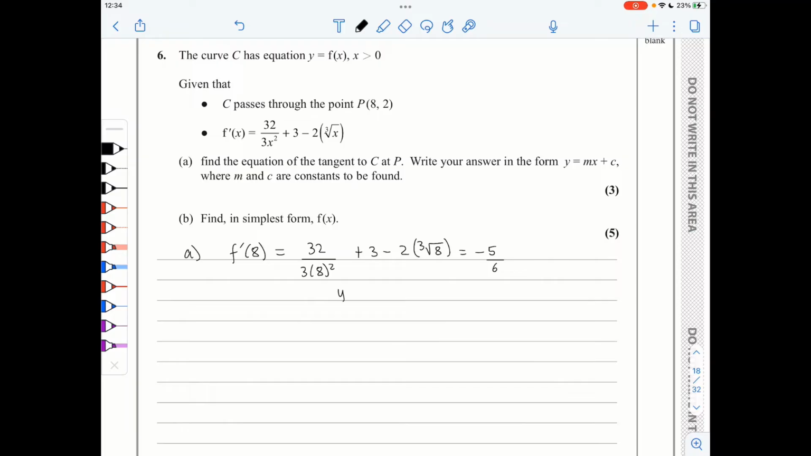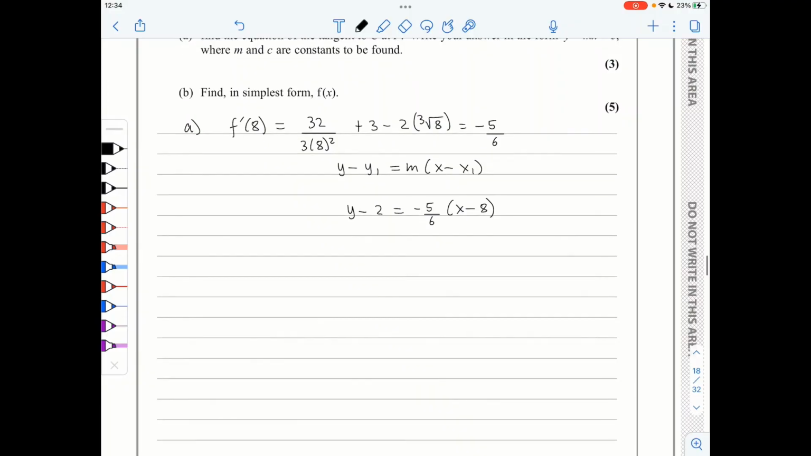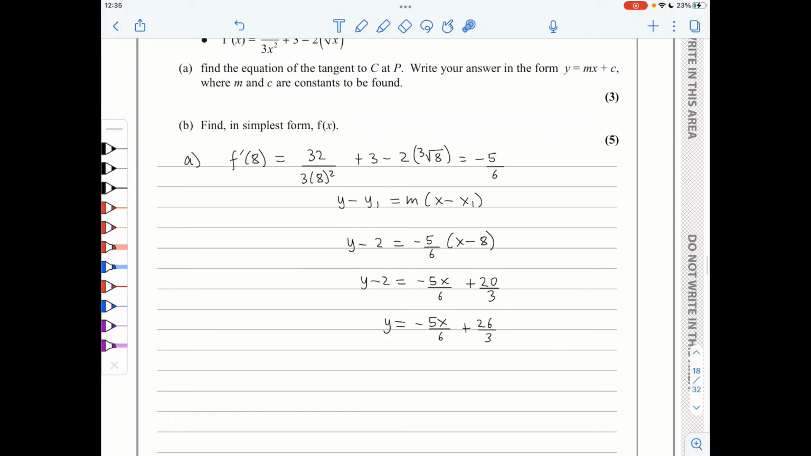So we've got the point, we've got the gradient. y minus y1 is m brackets x minus x1. So y minus 2 is minus 5 over 6 times (x minus 8). I will now expand this. I get y minus 2 is minus 5x over 6 plus 20 over 3. So if I collect everything on the right hand side, y is minus 5x over 6 plus 26 over 3, therefore matching the form in which I had to give my answer.